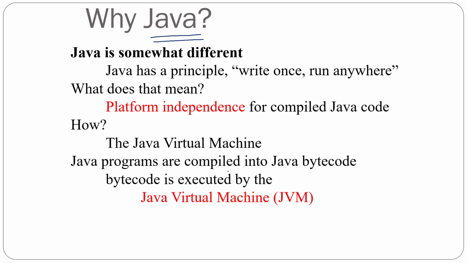Java has this principle called write once, run anywhere. We need to understand what this is. Write once, run anywhere, you can abbreviate it as WORA. So what does that mean? All these things, write once, run anywhere, and platform independence, mean the same thing. Okay, so let's try to understand.